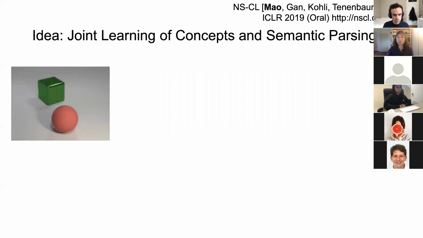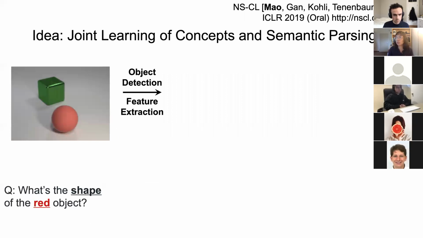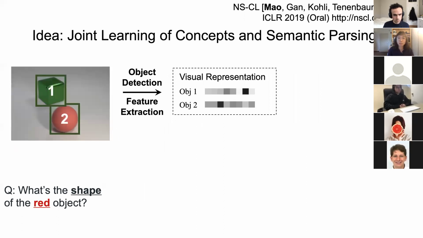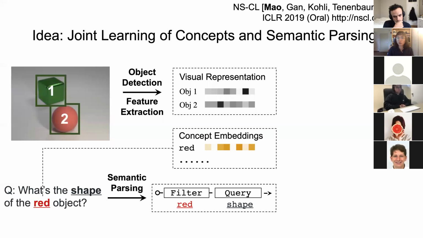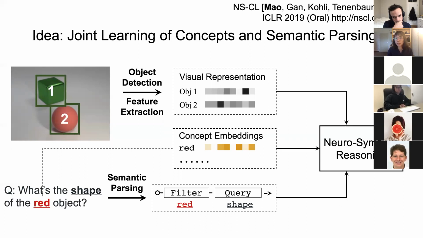Given this input image, we can first detect the objects in this scene and extract a visual representation for each of the objects. Next, we use a semantic parser to translate the question into a symbolic program which has a hierarchical structure. This is exactly the same program we have seen before. It's worth mentioning that each of the concepts in this question, such as the word red, is associated with a vector embedding. And we build this neuro-symbolic reasoning module, which takes the visual representation, the concept embedding, as well as the semantic program as input and gives us the answer to the question.